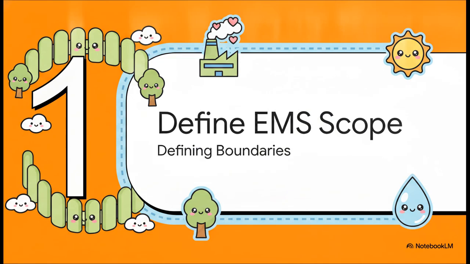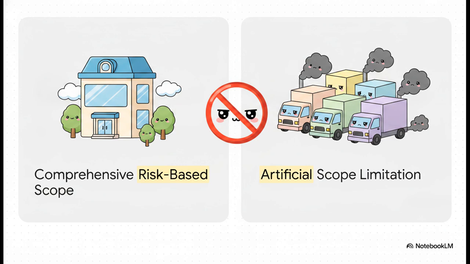All right, let's start with part 1, defining the EMS scope. Setting your boundaries under Clause 4.3 is literally the structural foundation of everything we're talking about today. Basically, you can't manage what isn't inside those boundaries, right? But here's the catch. Auditors are now actively hunting for what's called artificial scope limitation.